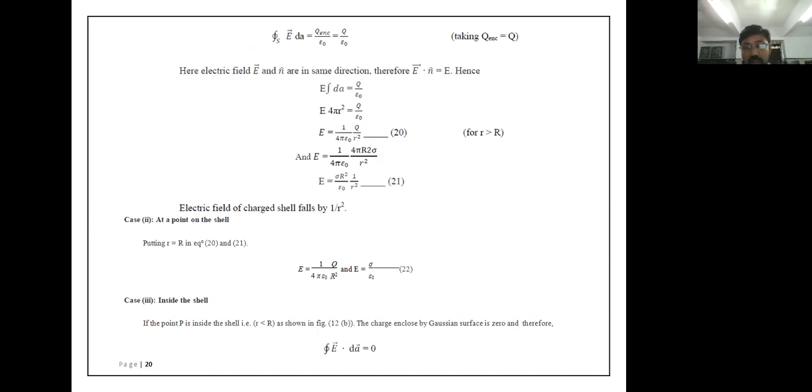So the closed loop integral of E dot dA, or we can say the flux or electric field inside the spherical surface, is always 0. So this is the electric field around a spherical shell. There are three cases: electric field outside the shell, electric field on the shell and electric field inside the shell.